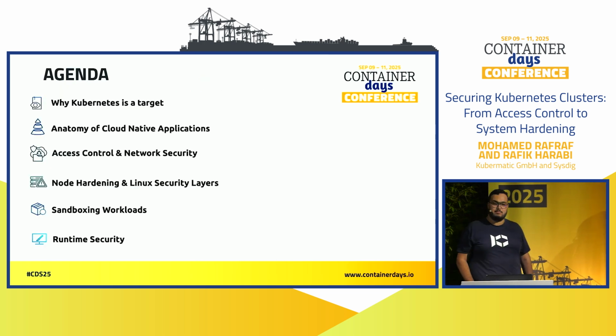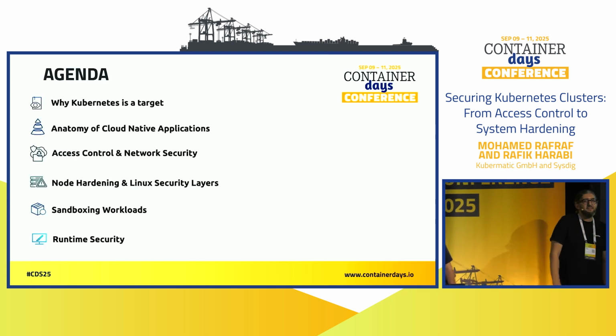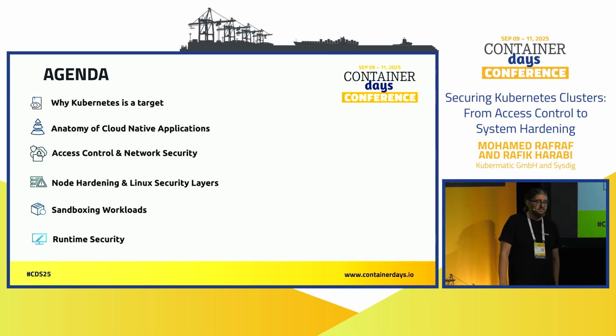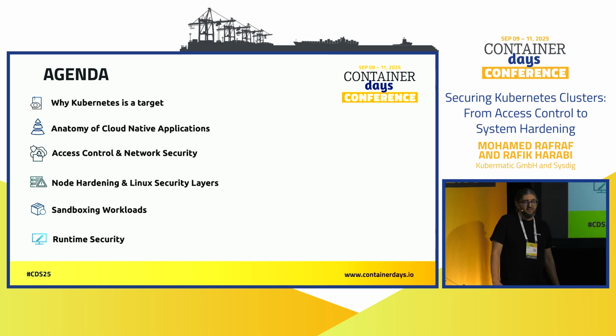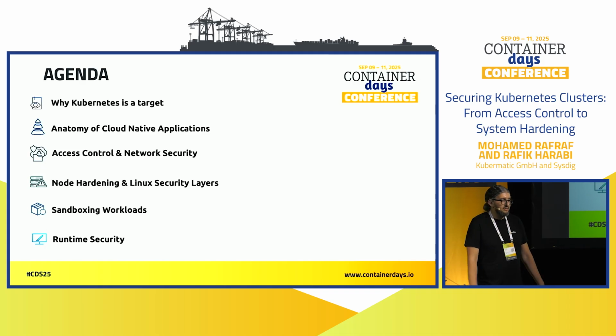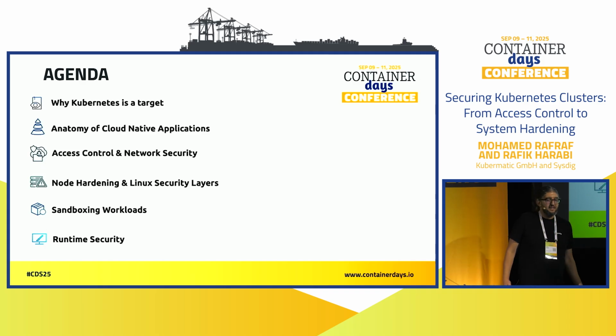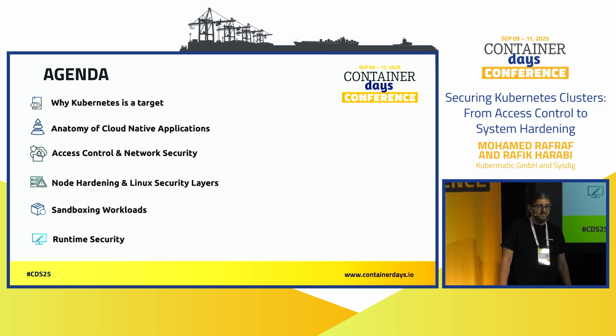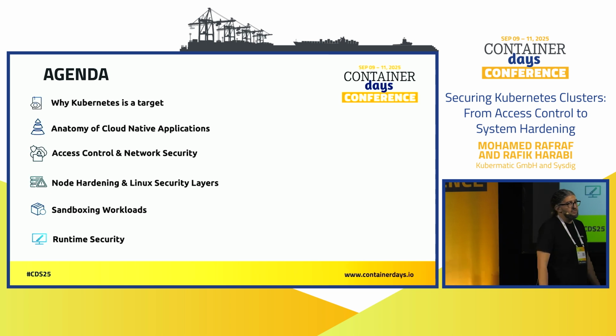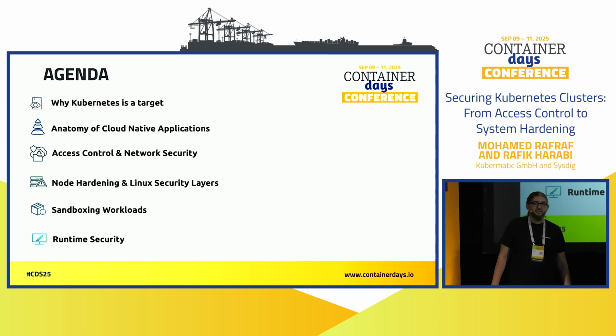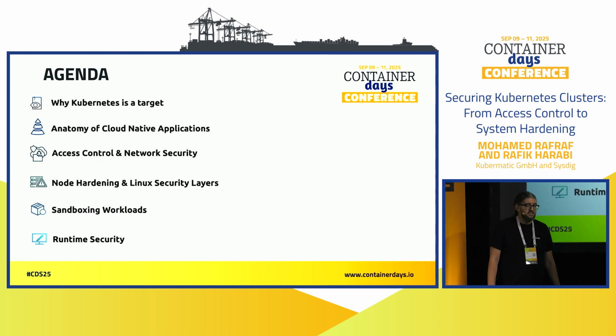Thank you. So we have a packed agenda for today. We start by discussing why Kubernetes is a target: what are the factors that make Kubernetes a target for attackers and for bad actors. Then we dive a little bit into the anatomy of a cloud native application, understanding the different building blocks, and we start looking at security through access control and network security, followed by node hardening and unique security layers. And by the end, we'll be talking about both sandboxing workloads to protect them and observing the workload in production using runtime security.